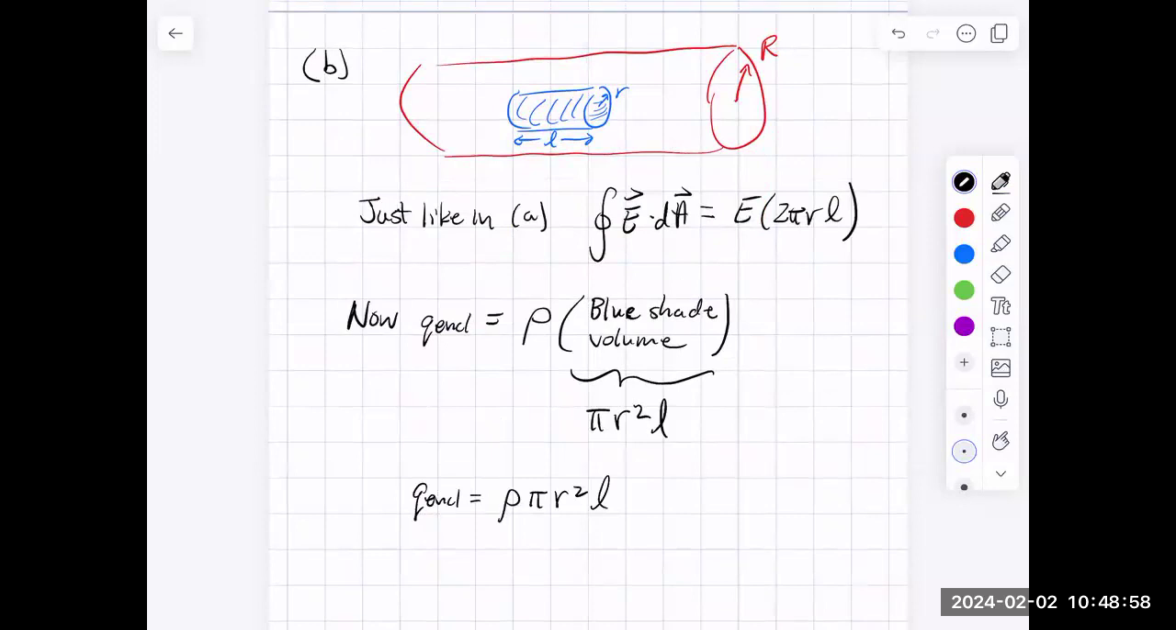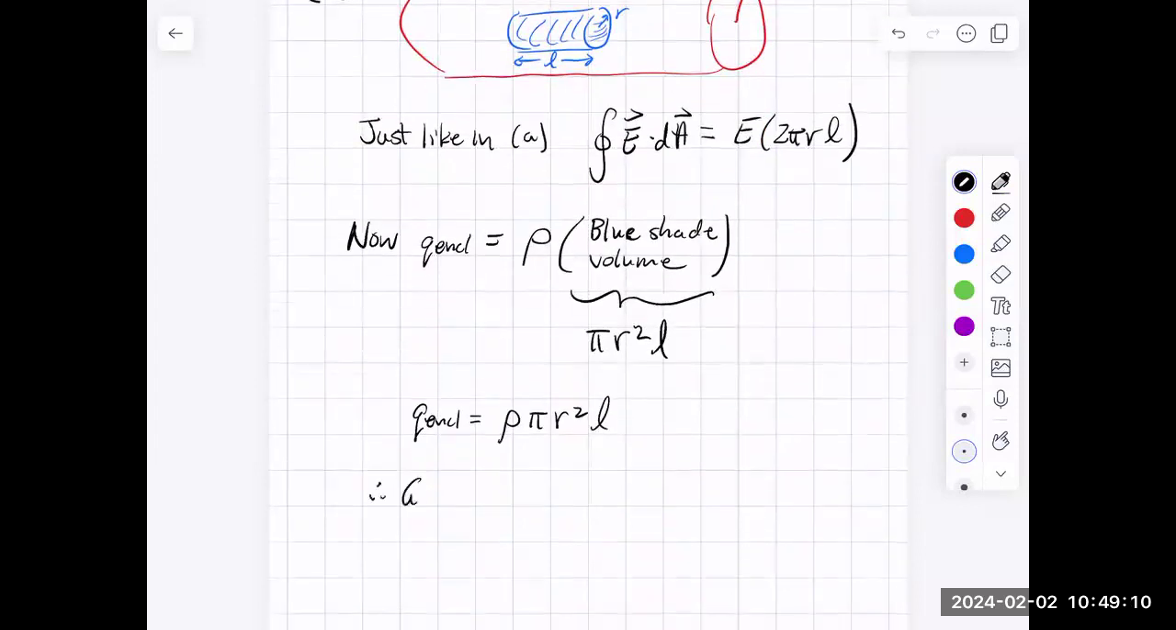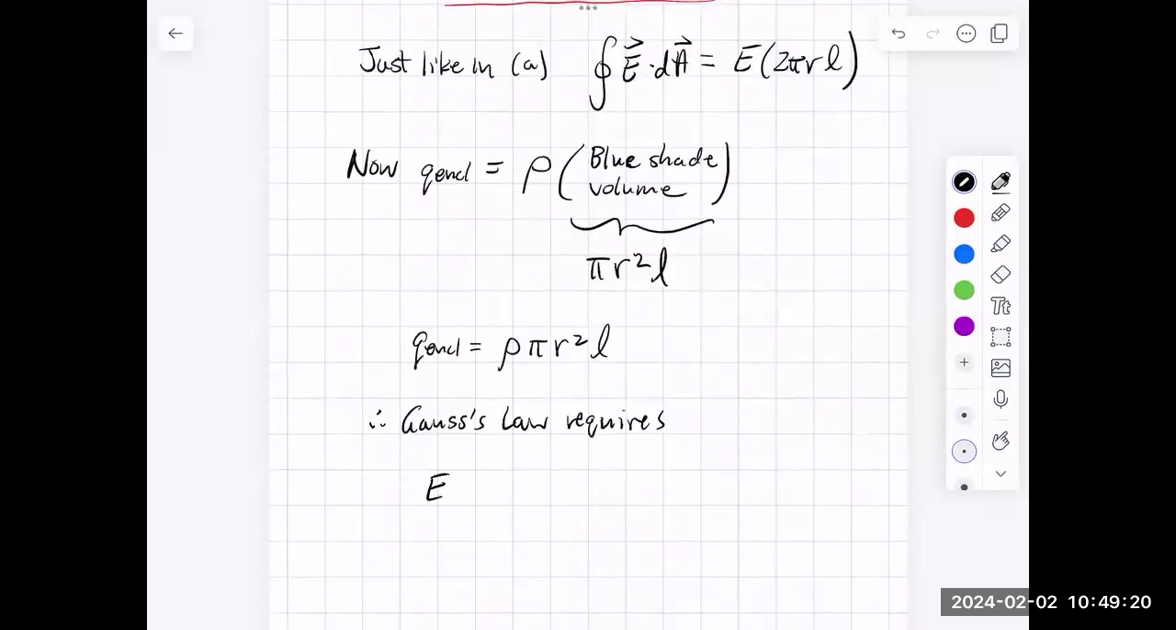And the last thing we have to do is set the left-hand and right-hand sides of Gauss's law equal to each other. So the integral is the left-hand side. So Gauss's law requires the integral gives us E 2 pi r L, and Q enclosed over epsilon naught gives us rho pi little r squared L divided by epsilon naught.